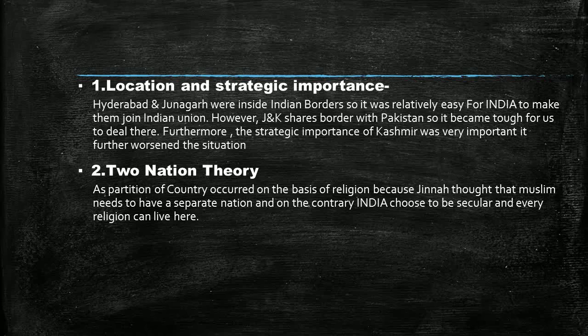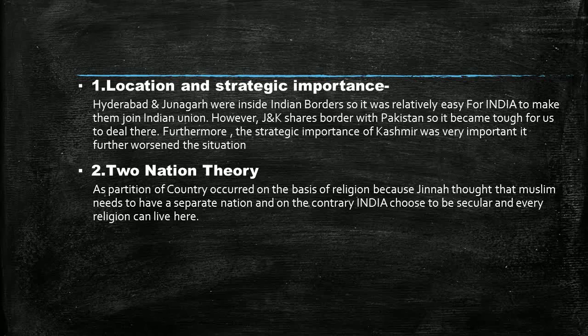See, Hyderabad and Junagadh were inside the Indian border, so it was relatively easy for India to make them join the Indian Union. However, J&K shares a border with Pakistan, so it became tough for us to deal there, and the strategic importance of Kashmir further worsened the situation. J&K physically connects us with Afghanistan and it is the northernmost part of India. If we don't have J&K in control, our northern front will be unguarded, and it is also a source of important perennial rivers. So whosoever has J&K in control will control policies such as the Indus Water Treaty and all.